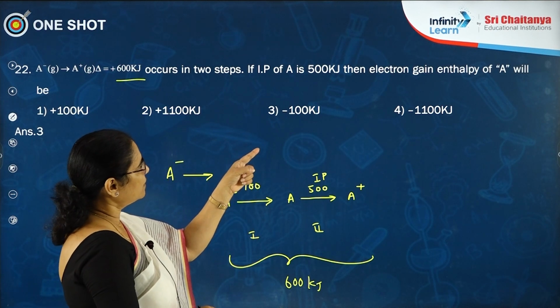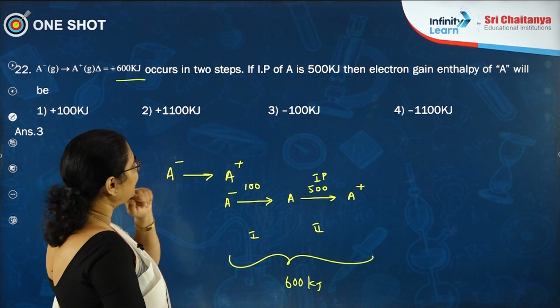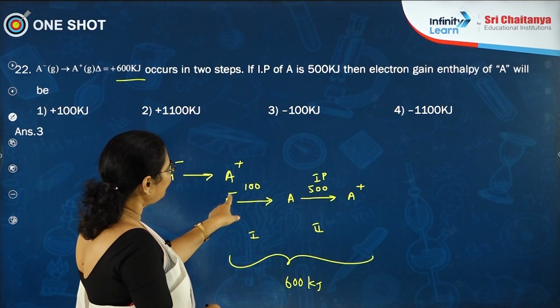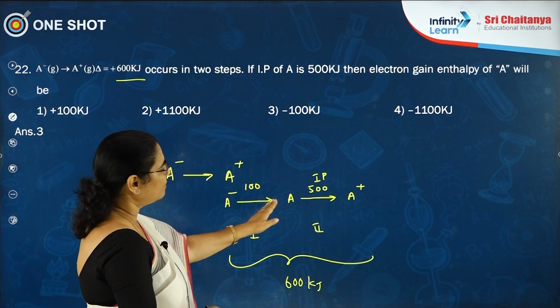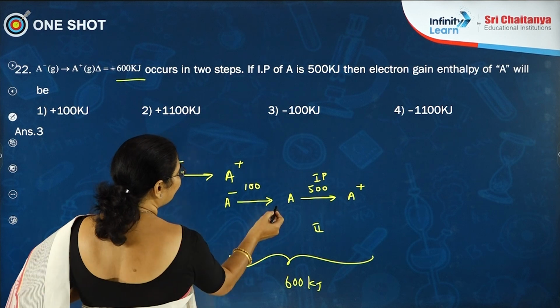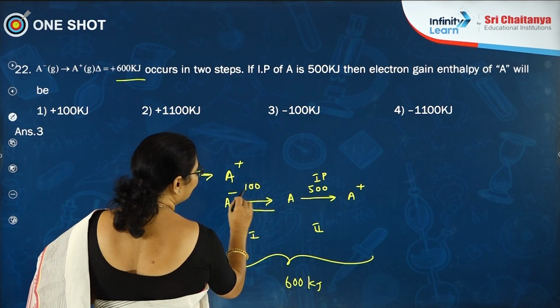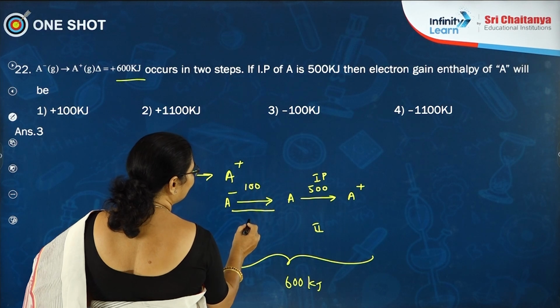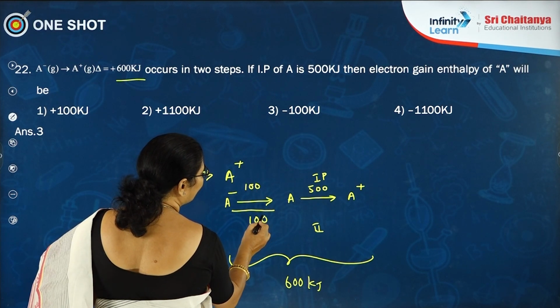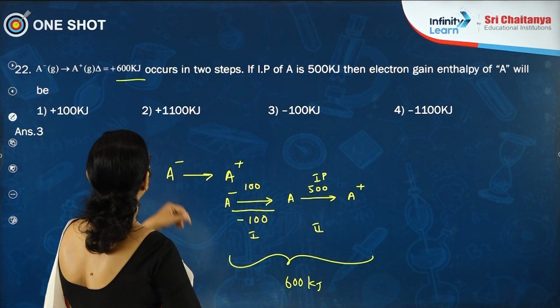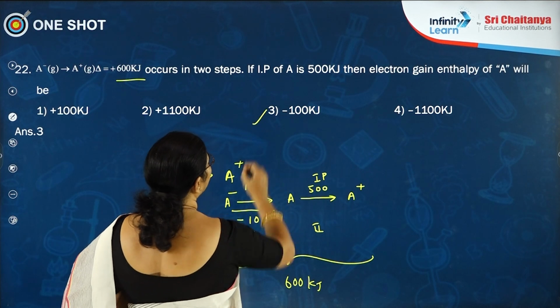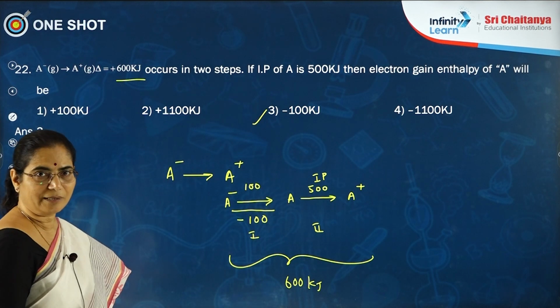Now look at the question: the electron gain enthalpy of A. A minus becoming A is the IP of A minus. Electron affinity of A means the step A becoming A minus. If the forward reaction is plus 100, the backward reaction becomes minus 100. So the answer is minus 100. This is the answer. Clear?